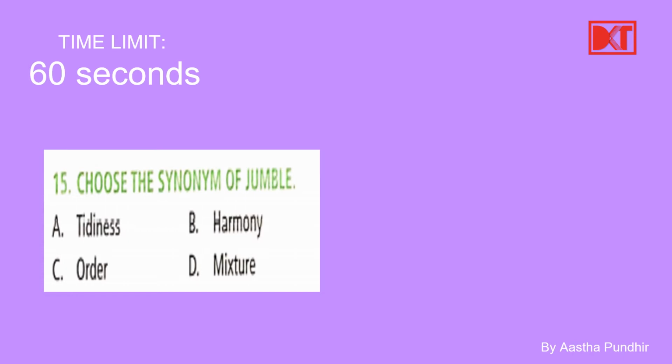Alright, so here, next question, choose the synonym of jumble. Jumble का synonym. Okay. A, tidiness, this is an antonym, मतलब opposite है. Harmony, मतलब खुशी, मतलब happiness. Order. Now, order again is an antonym, and mixture, jumble, this is a synonym, मतलब सब कुछ mixed up, सब कुछ jumbled up. Correct answer is D, mixture. Alright.